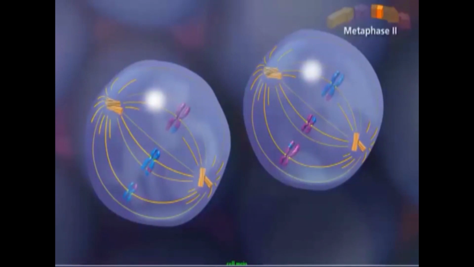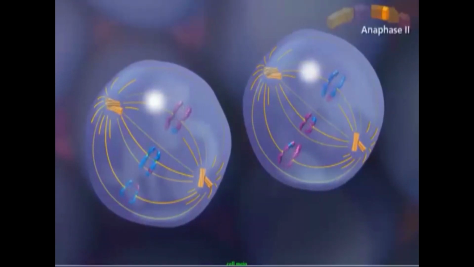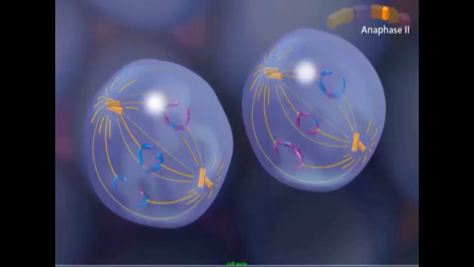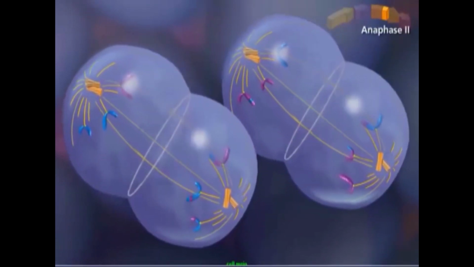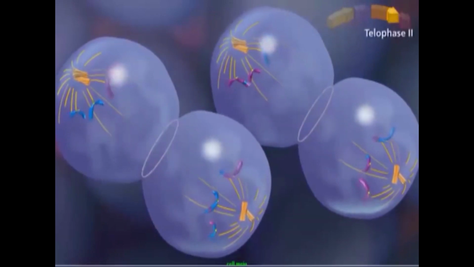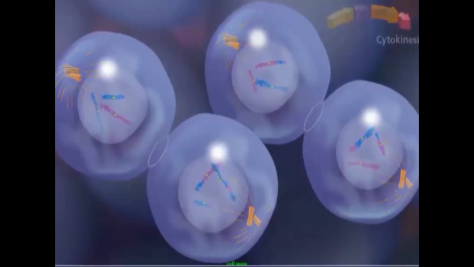The spindle aligns the sister chromatids along the metaphase plate during metaphase 2. During anaphase 2, sister chromatids separate and individual chromosomes move toward the poles. The entire process ends with telophase 2, as the chromosomes decondense and the nuclear envelope reforms.